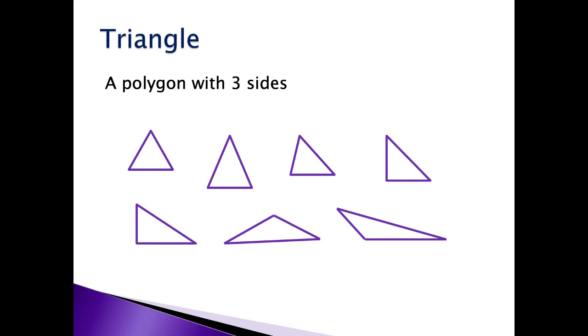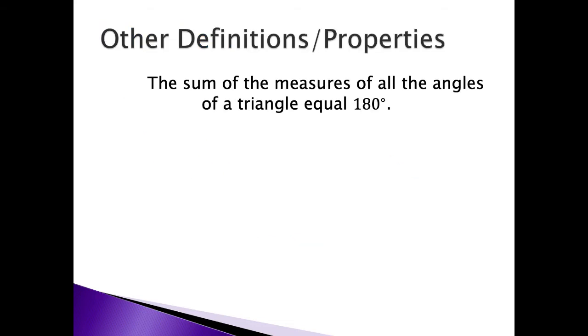Okay? So we have all these different types of triangles that we have in the pictures here, and those are different ways that we can draw triangles. The first property that we're going to talk about for triangles is that the sum of the measures of all the angles of a triangle is 180 degrees. So if I take each of the angles, doesn't matter what kind of triangle I have, and I sum up all those angles, that measure of all those angles equals 180 degrees.